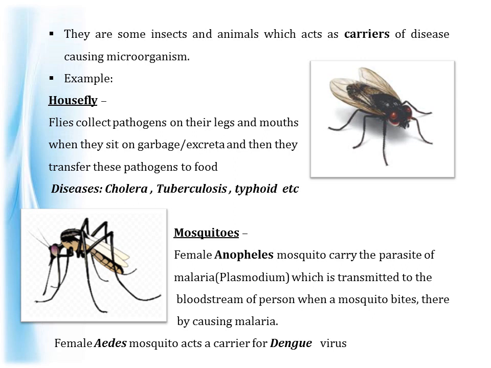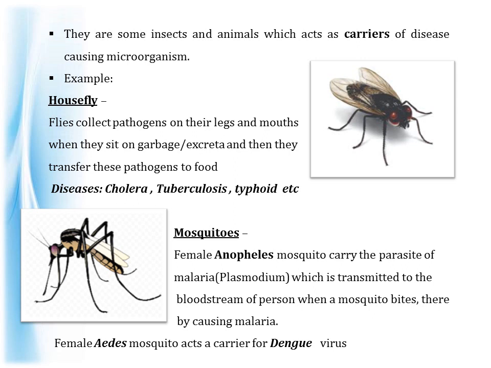Another example of carrier is mosquito. Now let's see how mosquitoes act as carrier. Female Anopheles mosquito carry the parasite of malaria called plasmodium, which is transmitted to the bloodstream of a person when a mosquito bites, thereby causing malaria. That is, when a female Anopheles mosquito bites a person suffering from malaria, it sucks the blood of the person which contains the parasite of malaria.